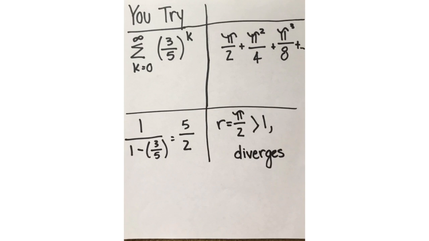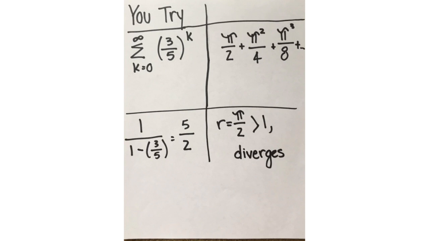In this case, a is 1, and r, because there is no other constant here, a would be 1, and r, as you can see, is 3/5. That would mean that your equation is 1 over 1 minus 3/5, which equals 5/2.